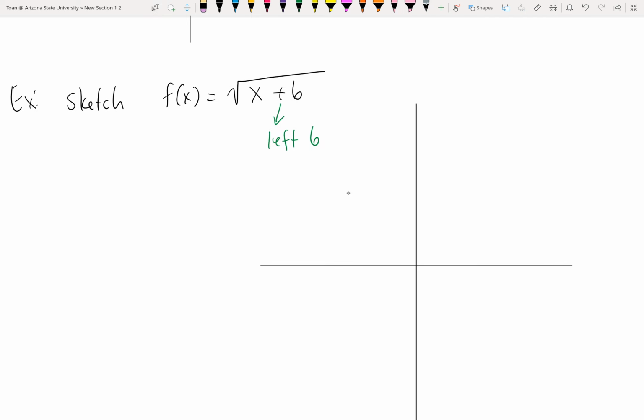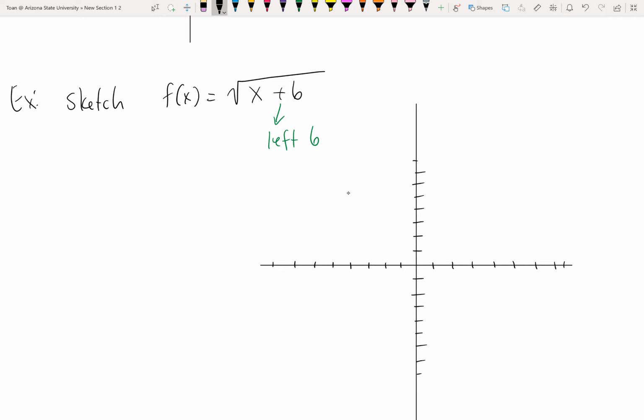So let's make some tick marks here. 1, 2, 3, 4, 5, 6, 7, 8 on each axis direction.